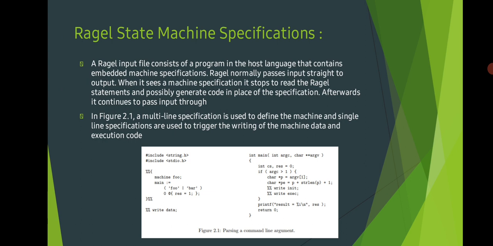In figure 2.1, a multi-line specification is used to define the machine and single-line specifications are used to trigger the writing of the machine data and execution code. In figure number 2.1, passing a command line argument, a small program is given. Next.